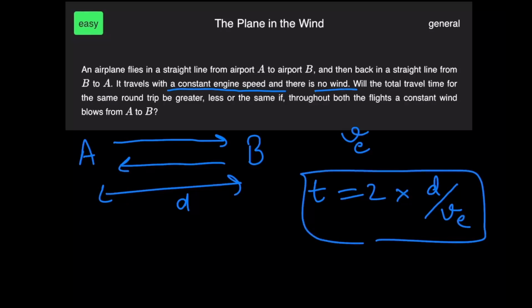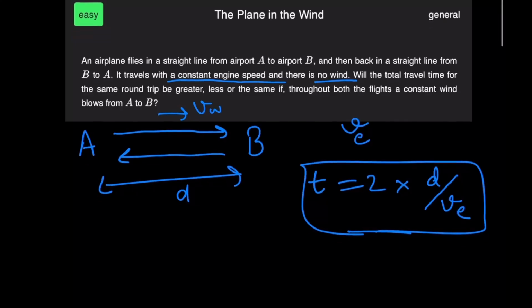Now it's asked, let's say there's an additional velocity, the velocity due to a constant wind. Let's call this VW, that blows from A to B. Now in this case, what will be the total time taken? Intuitively, you might think that it could be less, it could be greater. You can't really tell, but with a bit of math, you can see that it's always going to be a particular case.